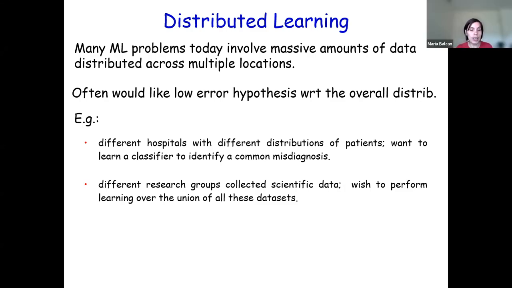And we want to learn a classifier, we might want to learn a classifier to somehow identify a common misdiagnosis. That's one example. Another example could be we might have different research groups, scattered around the world, and each of them has collected some amount of scientific data, maybe say genomic sequence data, and we might want to do learning over the union of all these data sets. But of course, we want to do so without too much communication, without having to send all the data to one center.